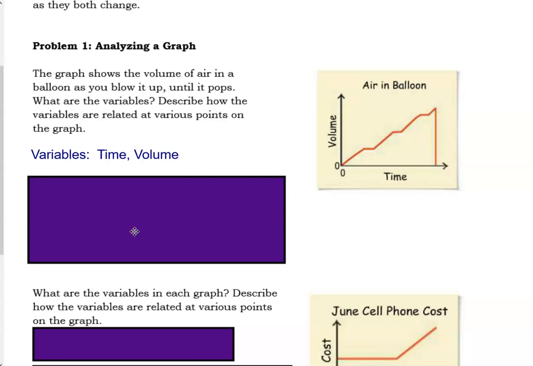blowing air into it. Now, if we have to describe how the variables are related, as you can tell, over time, as the time is increasing, the volume is also increasing. However, it's not increasing at a steady amount. What's happening is the volume increases, and then there's a pause for a little bit. And then the volume increases, there's a pause again. And this continues to happen until all of a sudden the volume goes down.